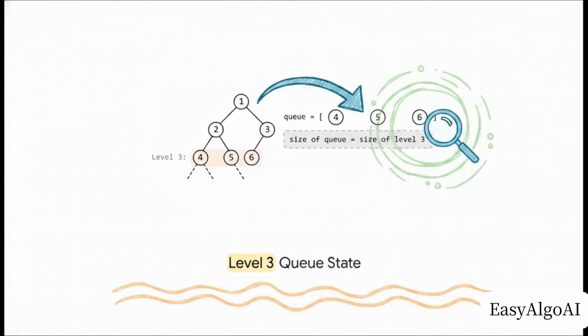Okay, let's just pause for a second and check on the queue state again. We completely finished processing the 2 nodes from level 2. So the queue now holds nodes 4, 5, and 6. And if we check the queue size, it's exactly 3. This totally confirms that our queue is perfectly tracking the 3rd level. It's working like a charm.